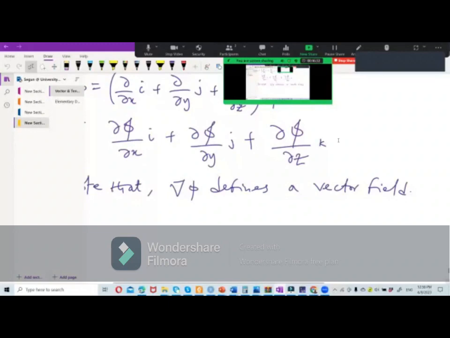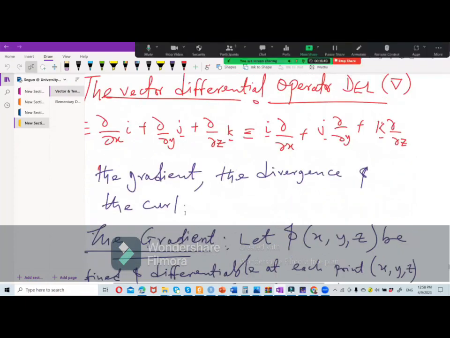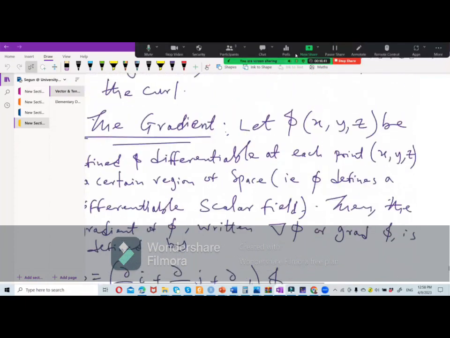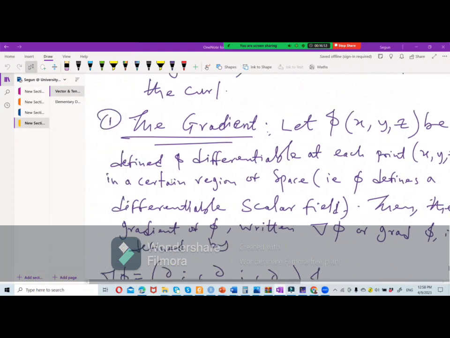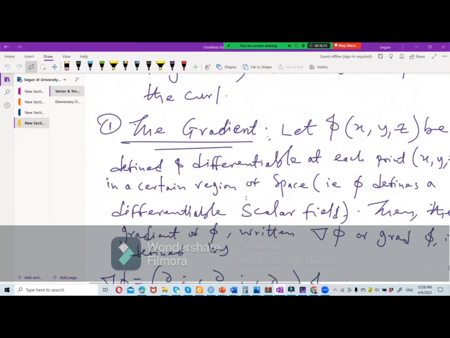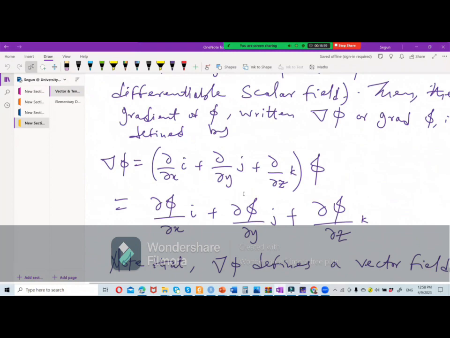So we continue from the last class where we stopped. In the last class, we were able to discuss the gradients. The gradient is defined: let phi of x, y, z be defined in this way, and differentiable at each point x, y, z. So we proceed from there.